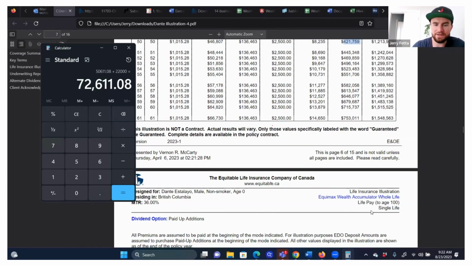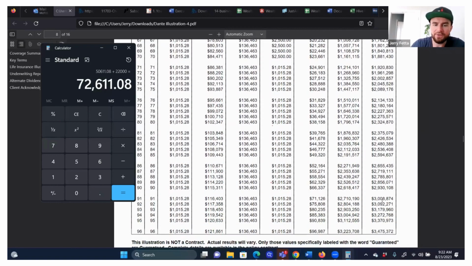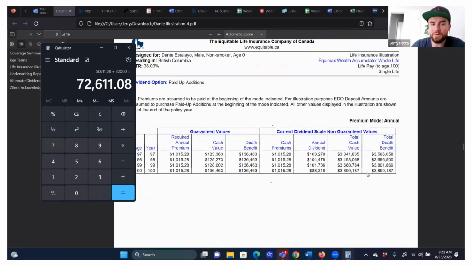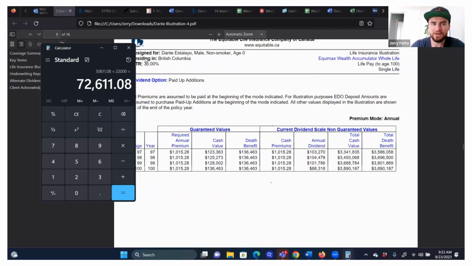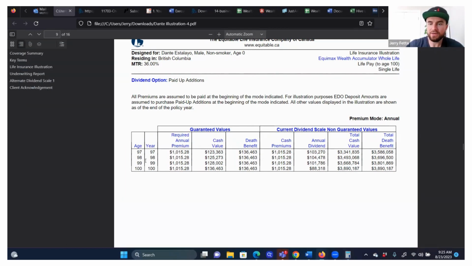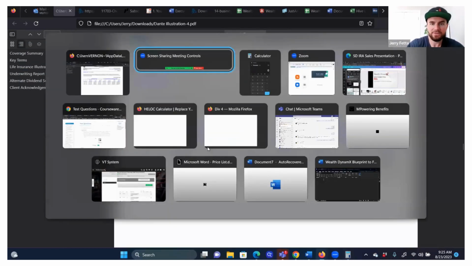We go down to the later years in this policy, right? And this is hard to imagine, but Dante is 100 years old. He's probably going to live that long. We look at that today and we're like, oh, that's a long time. Guys, our body parts are going to be like car parts. We'll be able to live as long as we want to pay to live. I think that's what's going to happen. So Dante's 100. We've got $3,890,000 in cash value.